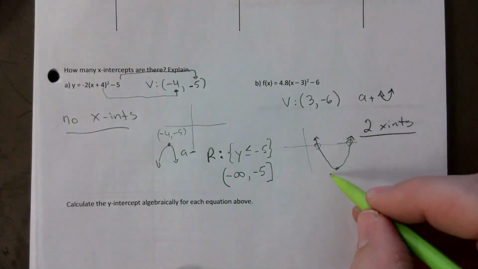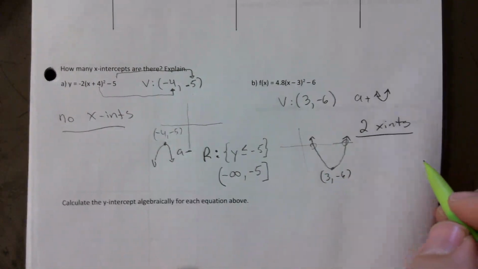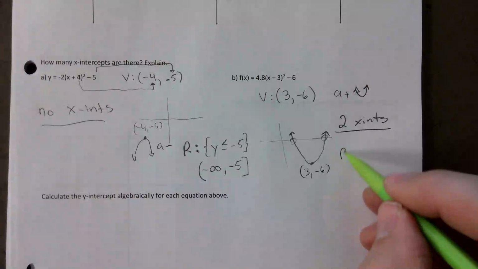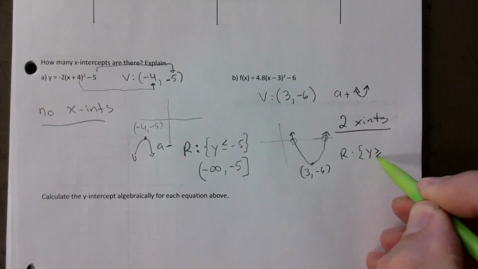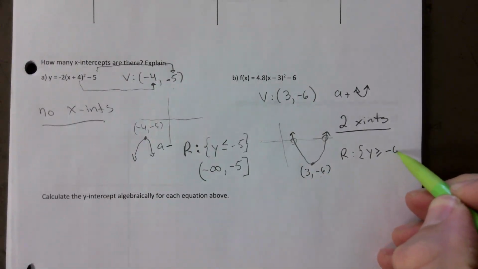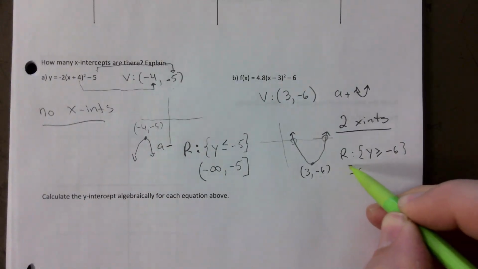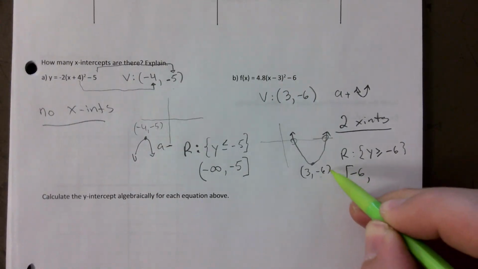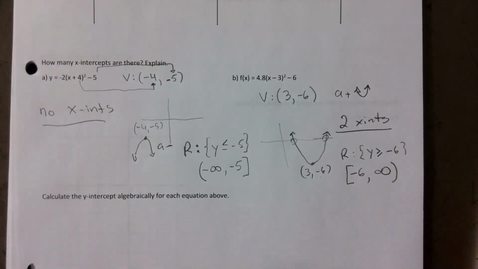The range of this one, this is 3, -6. The range here would be y is greater than or equal to -6, or -6 included all the way to +infinity, round bracket. Okay, so that's what that would be.